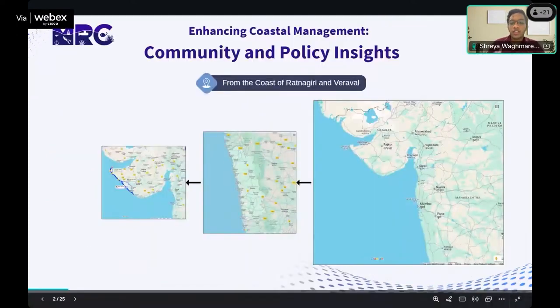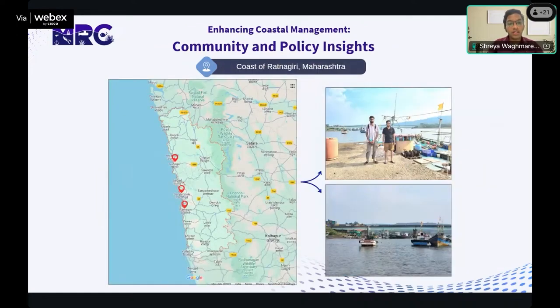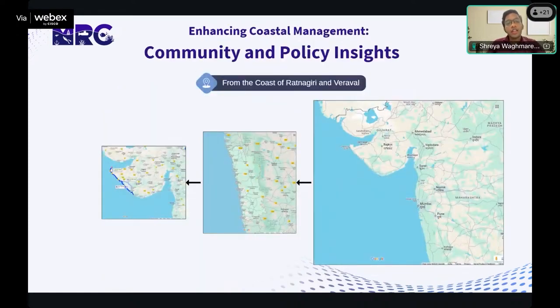First, let's understand the geography of the locations we explored. We visited the coast of Ratnagiri, Maharashtra, where we went to different locations like Guhagar, Ganpatipure, and Ratnagiri. Please allow me a moment during my presentation to explain these images I attached on the right. These are mostly places where seaweed cultivation is happening, or where we met a locally working organization or SSG team.